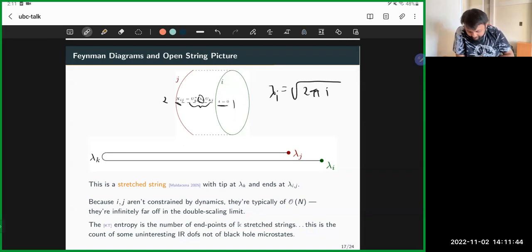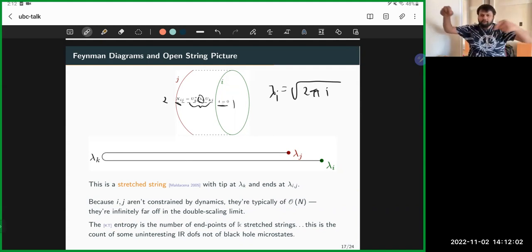Oh, I realized that I flipped the color schemes. I'm sorry. Anyway, the green and the red, the i and j got flipped somewhere. Yeah, there's some inconsistency in the picture. Anyway, the point is that you could think of this line that's passing through t equals 0 as a string that goes from lambda_i to lambda_k and then back to lambda_j.